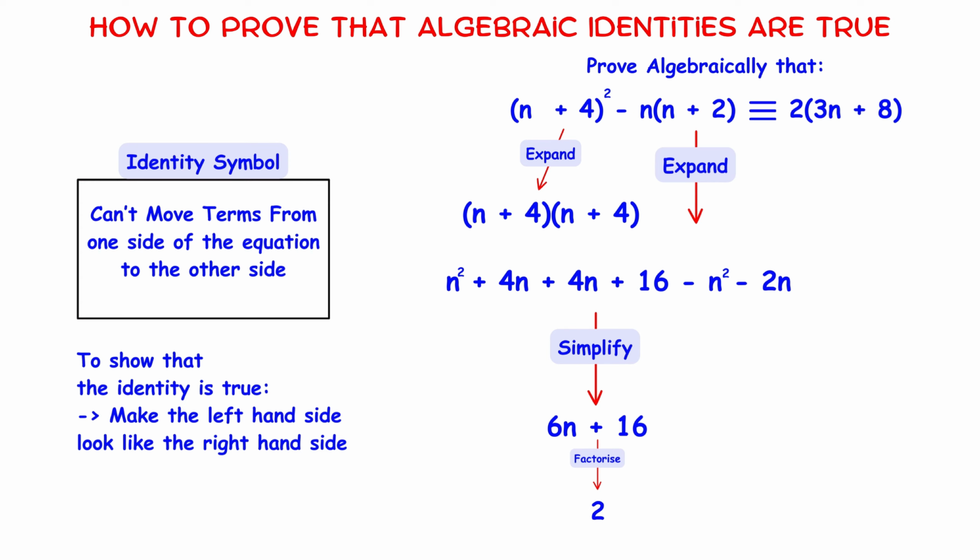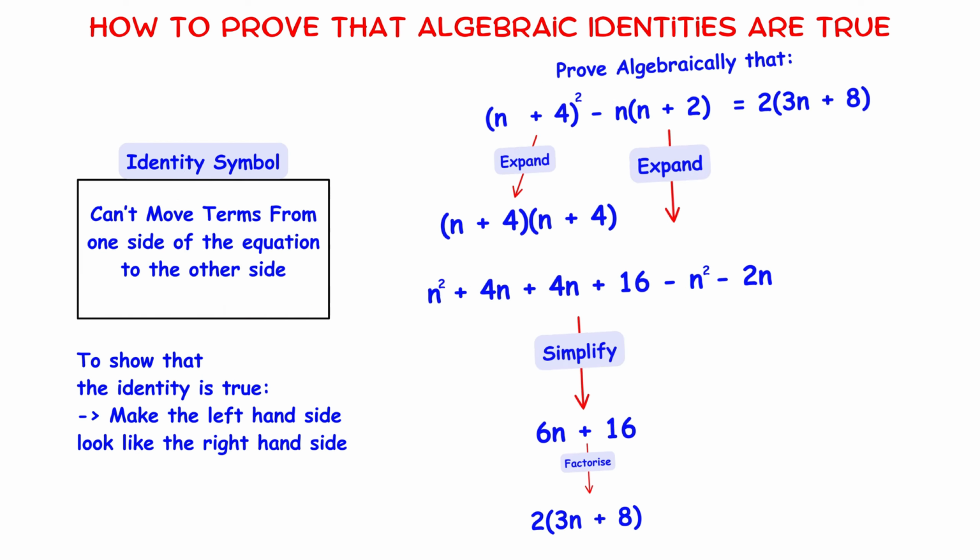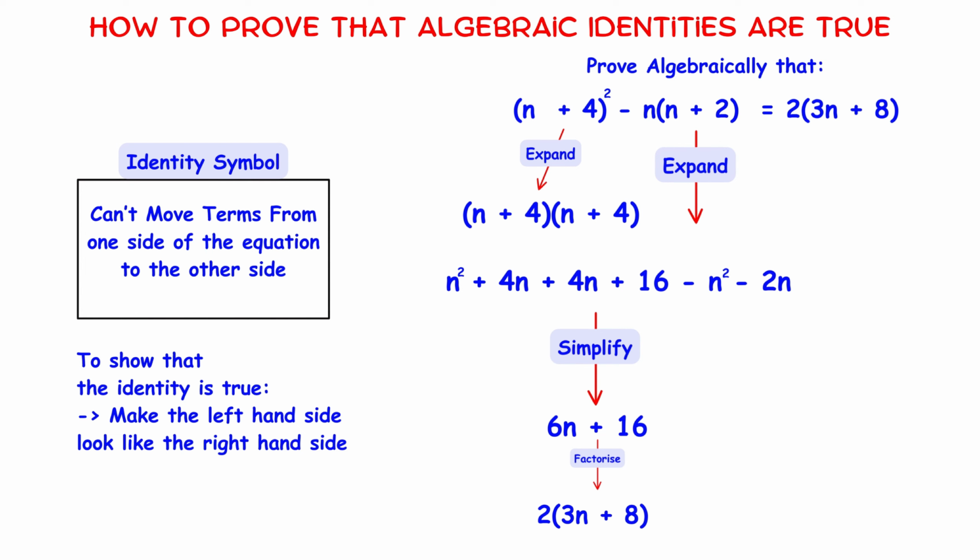Next, we can expand this other bracket to get minus n squared minus 2n, and then if we simplify all of this, the n squareds cancel out, and we're left with 6n plus 16. Then the last step is to make it look like our right-hand side, and for this we need to factorize it by taking out the common factor of 2 to get 2 sets of 3n plus 8, and that's it. It now looks exactly the same as the right-hand side.